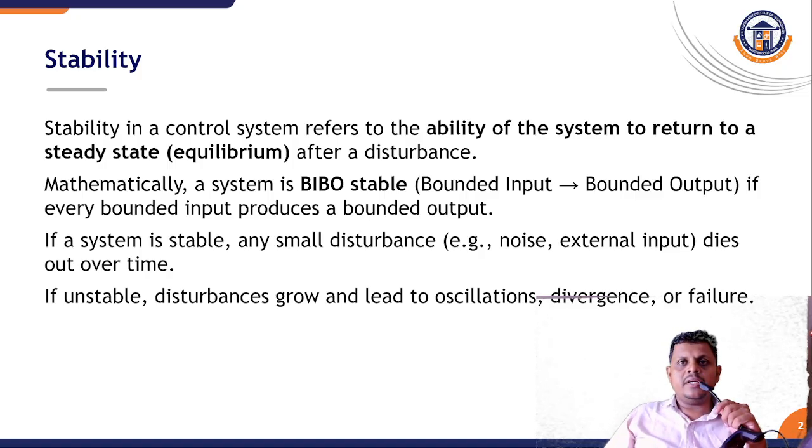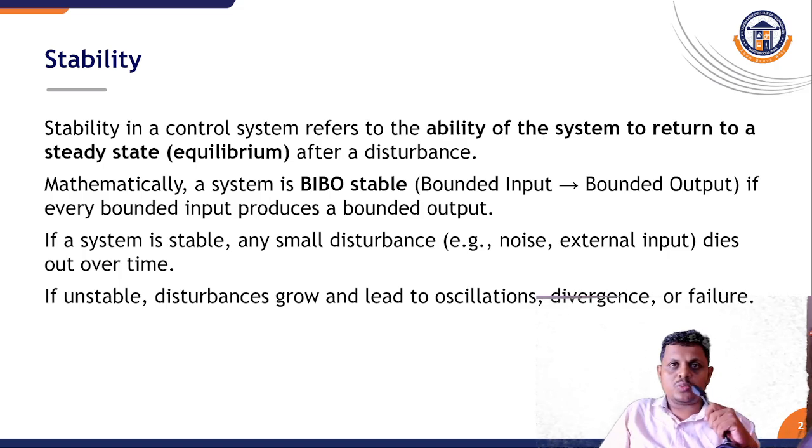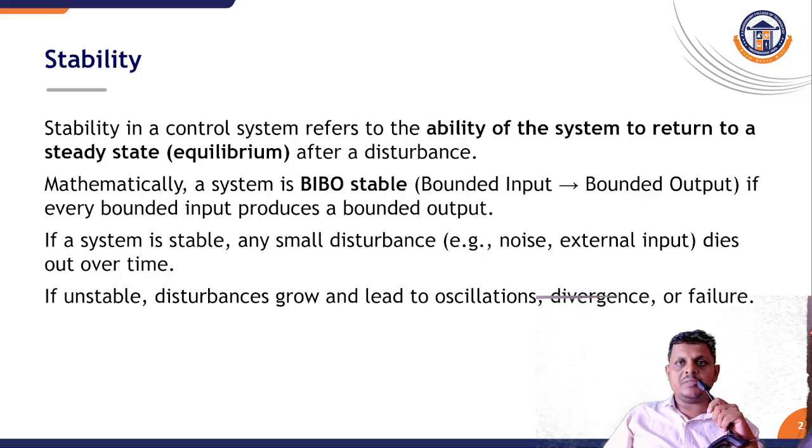And mathematically, a system is BIBO stable, which means a bounded input leads to a bounded output. If every bounded input produces a bounded output, that is the mathematical expression of stability. If a system is stable, any small disturbances like noise or external input die out over time. And next, if the system is unstable, disturbances grow and lead to oscillations, divergence or failure.